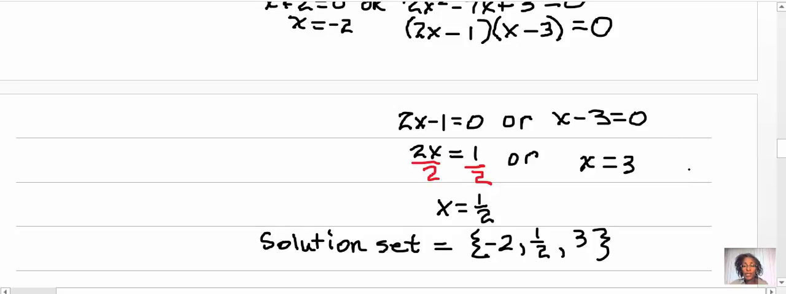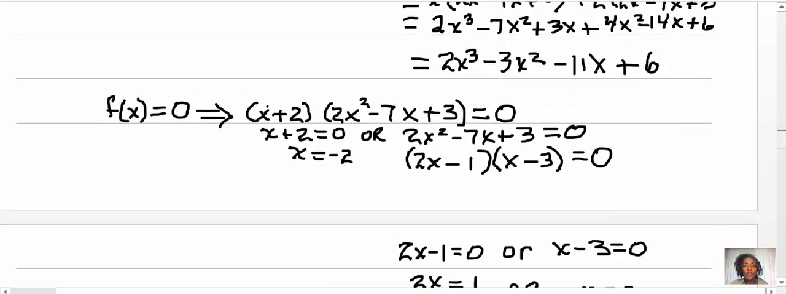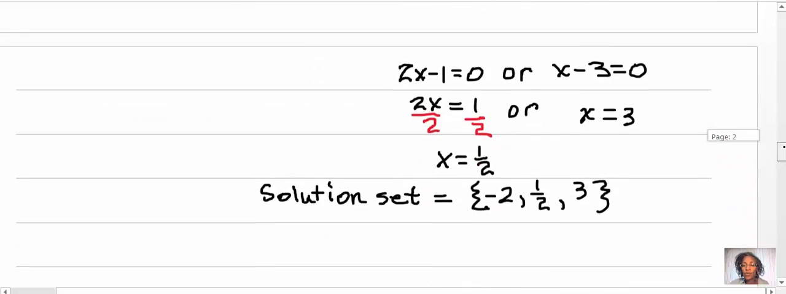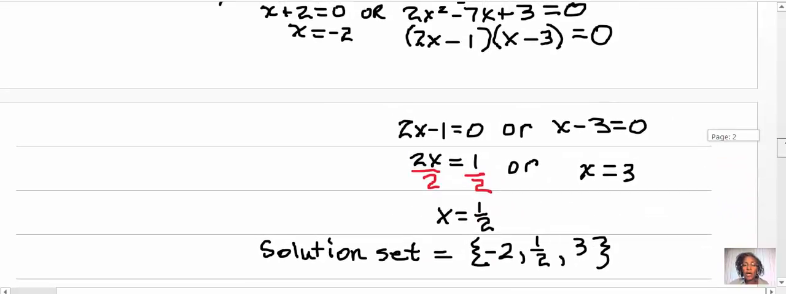So here we saw how we could have either used long division or synthetic division to get a quotient. That quotient allows us to factor our function. If we can get our function down to linear factors, x plus 2 is a linear factor, or quadratic factors, 2x squared minus 7x plus 3 is a quadratic factor, then we're able to find the solutions, because we can always solve linear equations or quadratic equations.